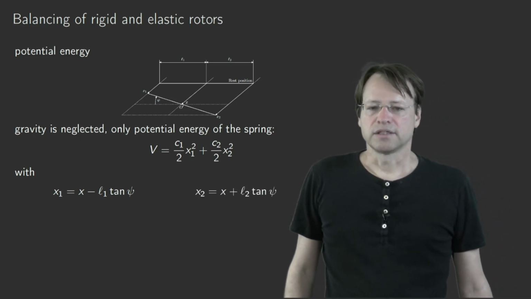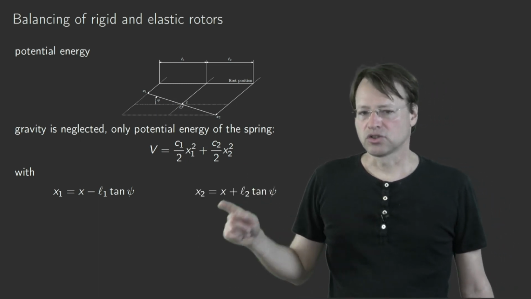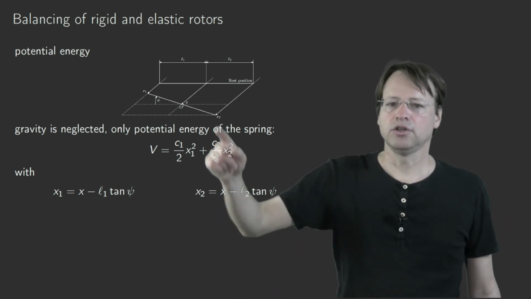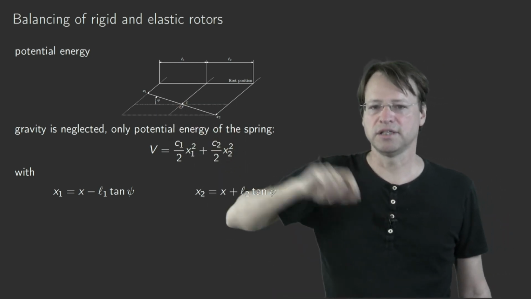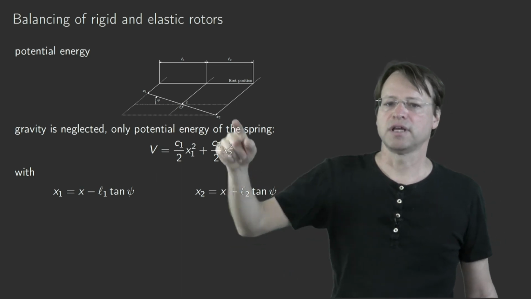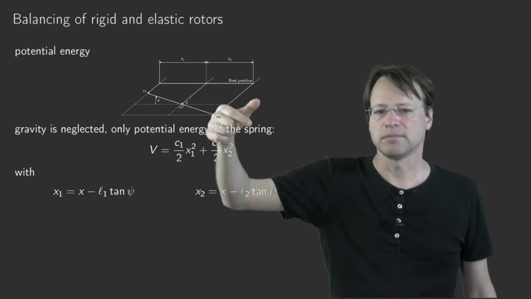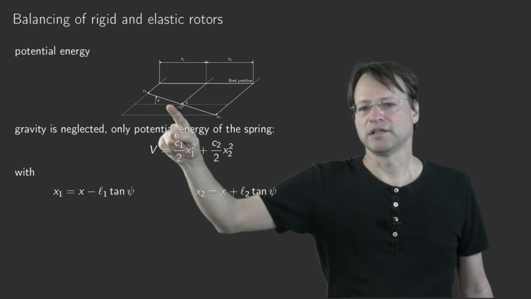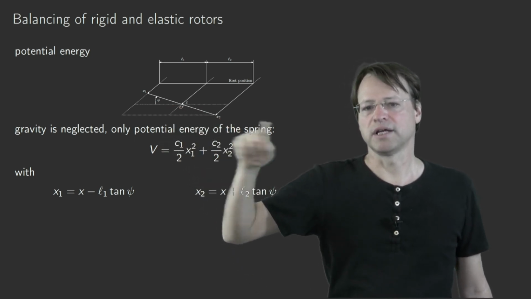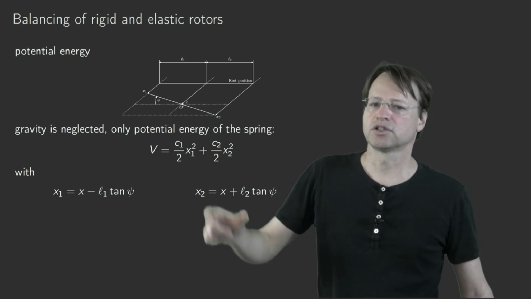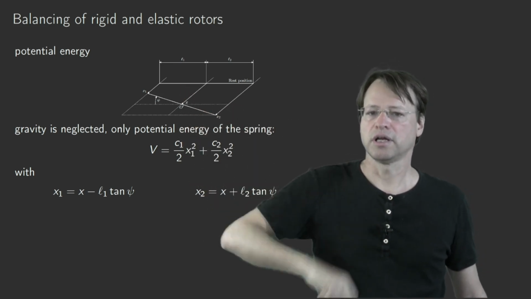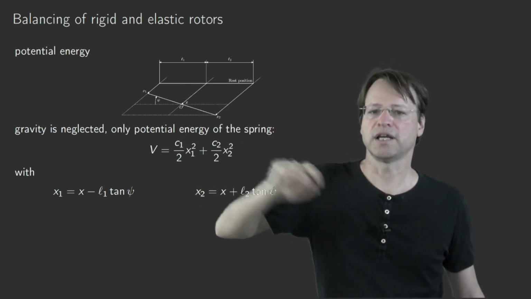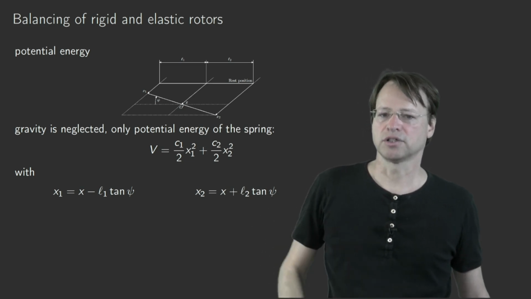Well, the same can be done for x2. You start with the displacement x here in the middle, and then you have the angle psi. So you add some additional displacement here relating to the difference between O prime and x2, and this is just L2, and then you take the tangent of this angle here, L2 tangent psi.